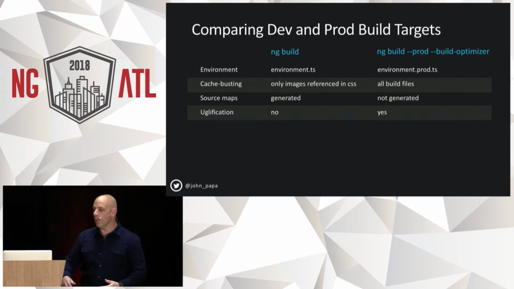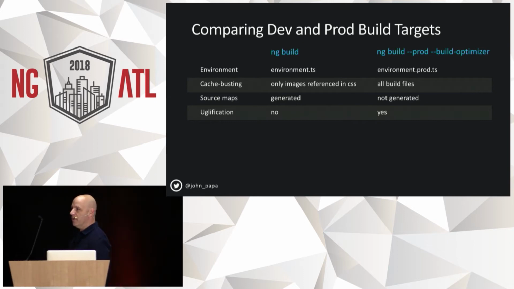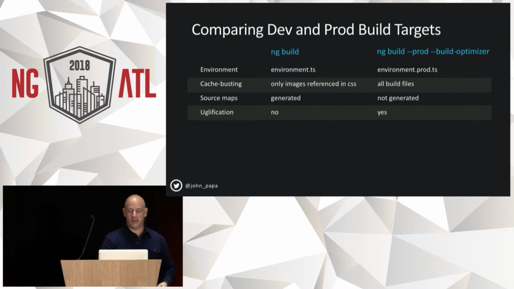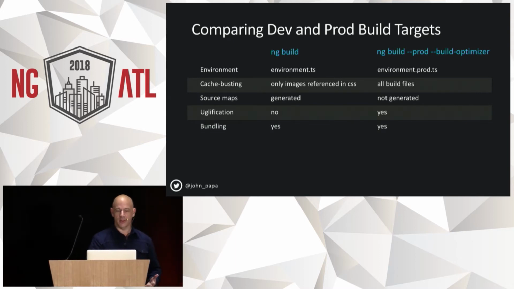Uglification, one of my favorite words in JavaScript. Make your code look ugly. Do we want to uglify our code for production? Yes. Basically, turn all your variables to X, Y, and Z. Make them smaller in size. Get rid of comments and spacing.